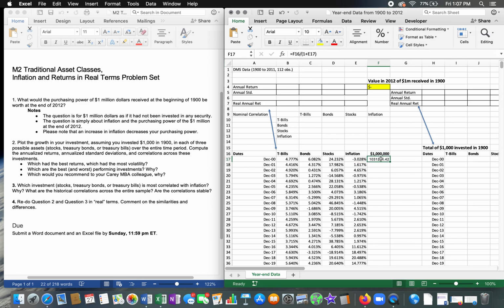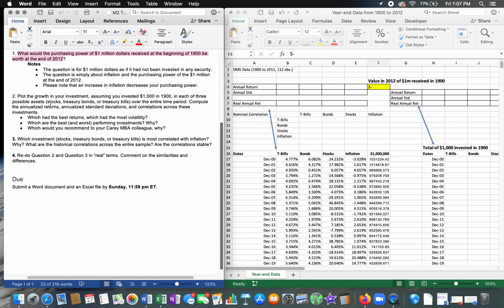We're going to enter, and then we're just going to go down the rest of the column. And then when you get to 2012, that is the answer, and you can put that number in this yellow cell. And that will be the answer to number 1. All right, so now let's move on to question number 2.